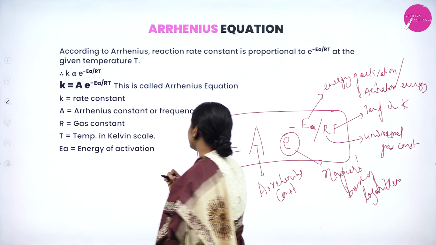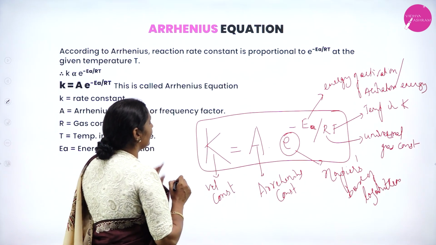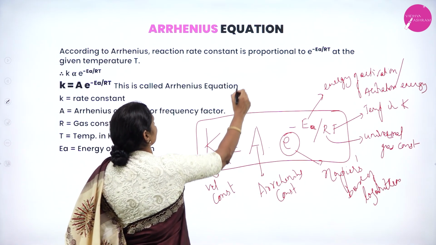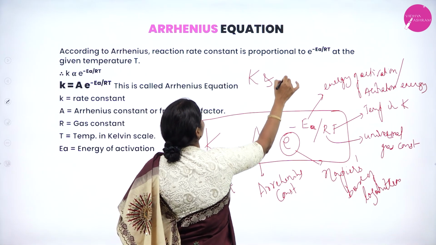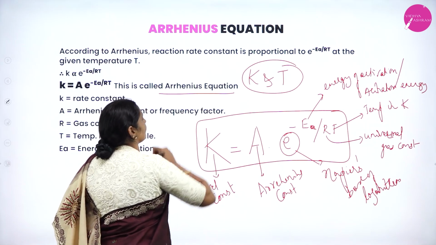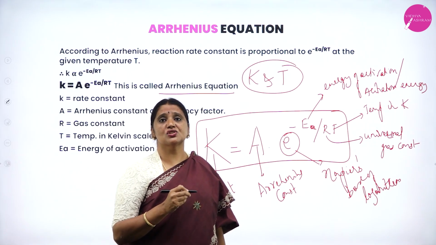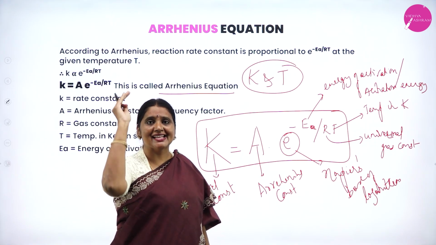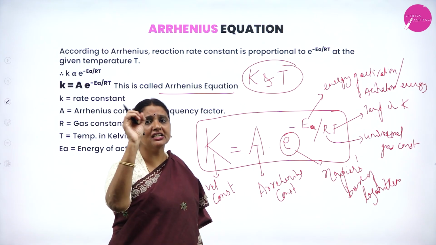Therefore, the Arrhenius equation, once again I am going to repeat, gives the relationship between K and T. So what is the significance of the Arrhenius equation? It gives the relationship between K and T. What is K? K is the velocity constant, T is temperature.